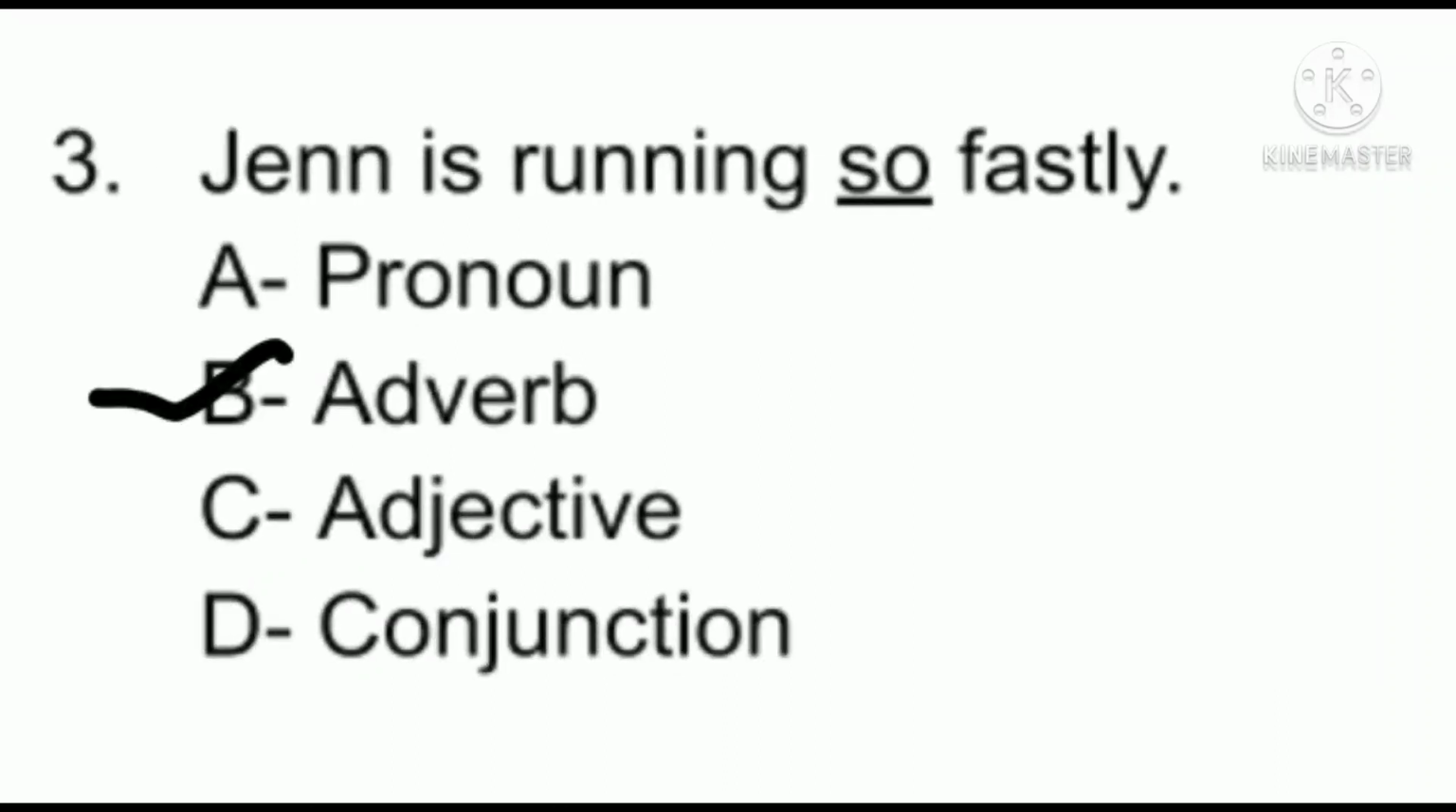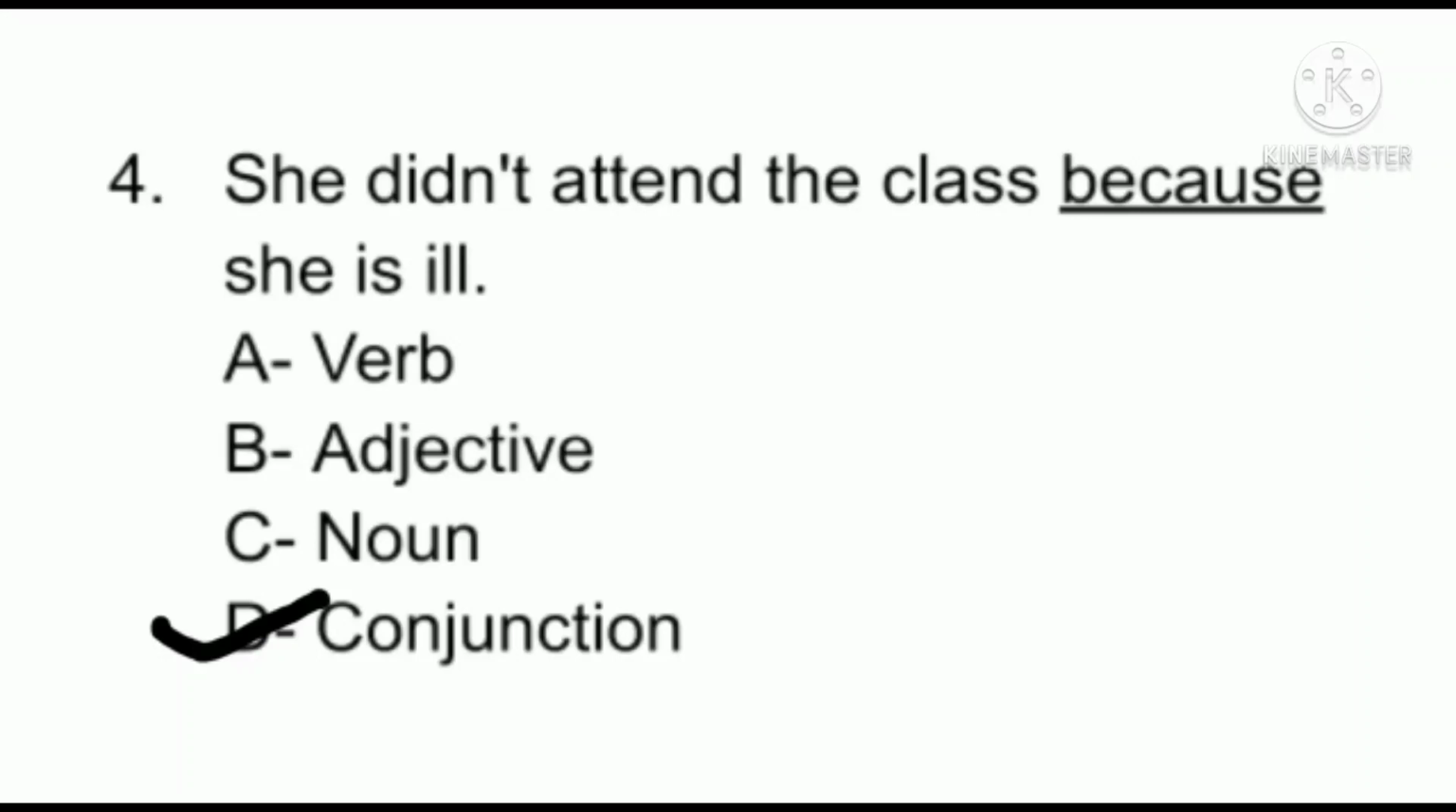And we are going to next question, third question. Jen is running so fastly. Here the underlined word is so and the answer is option B, adverb. Here also why adverb? So is telling how fast she is running. Jen is running. So it is describing adverb. An adverb describes another adverb too. So it is adverb.